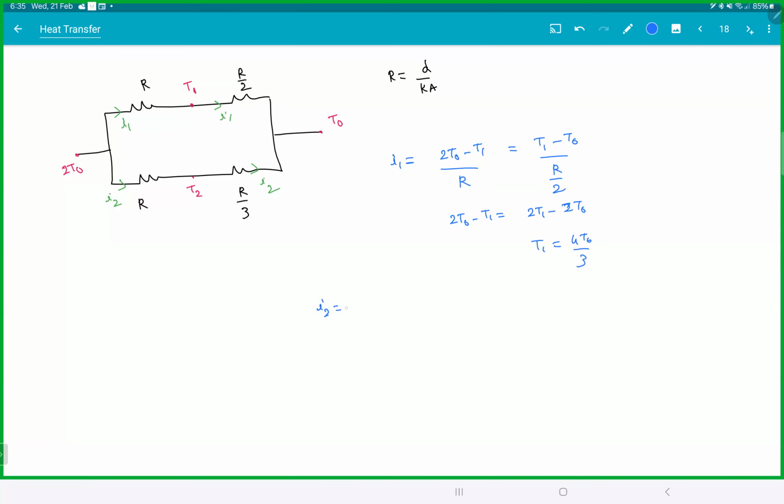The second guy, I2: 2T naught minus T2 by R, T2 minus T naught by R by 3. If you want to make your life more easy, I'll just take this 0 and I'll take this as 100, because if you just want to find who is greater, it doesn't matter what you take. This guy will be 2T naught minus T2 by 3, T2 minus 3T naught. T2 will be 5T naught by 4. Who is greater? This guy is 1.33 T naught. This guy is 1.25 T naught. T1 is greater, na? Clear? You will figure it out.